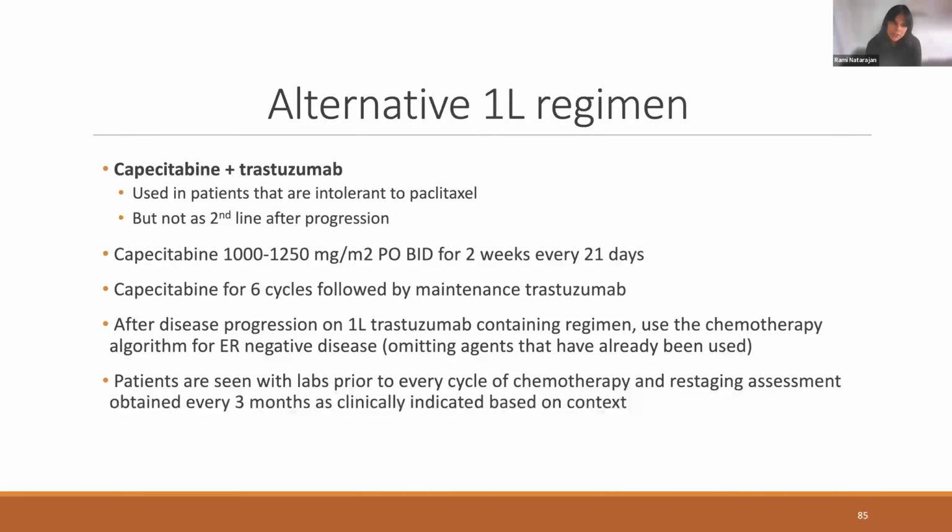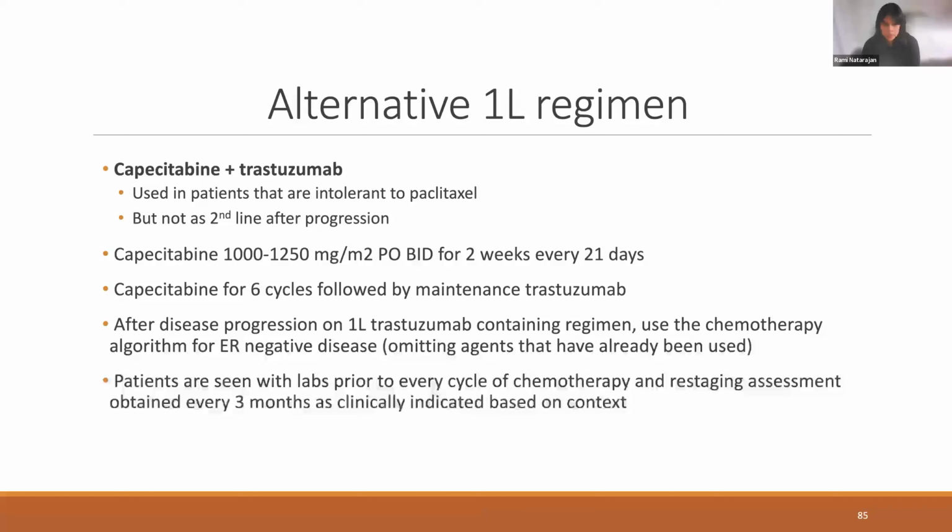An alternative to a first-line regimen is capecitabine plus trastuzumab, and this can be used in patients who are intolerant to paclitaxel, but notably this shouldn't be used as second line after progression. And generally we do 6 cycles of capecitabine followed by maintenance trastuzumab. And then after disease progression on a first-line trastuzumab containing regimen, we use the chemotherapy algorithm for ER-negative disease, omitting agents that have already been used.